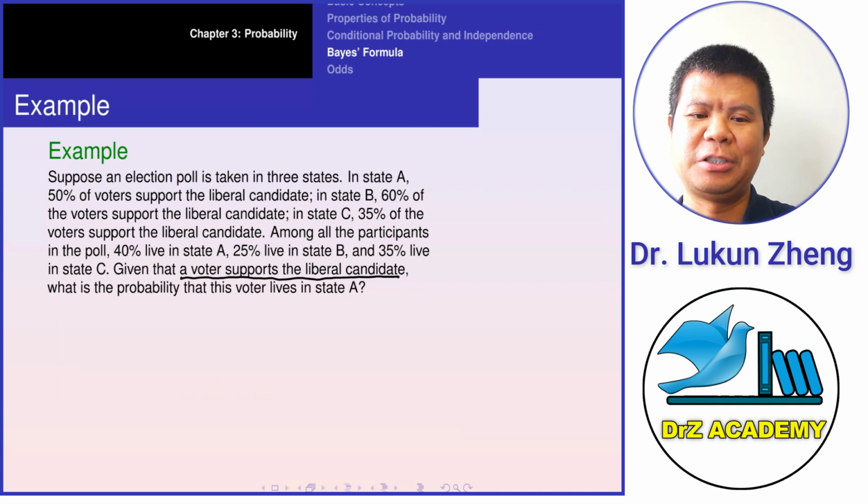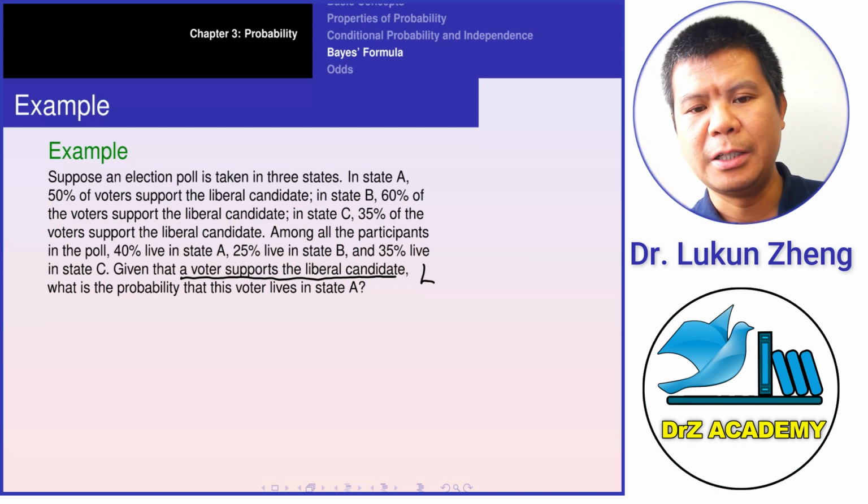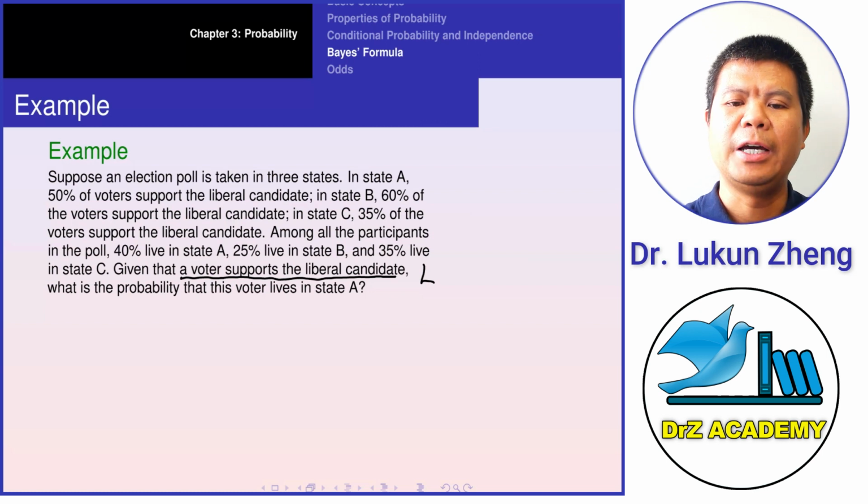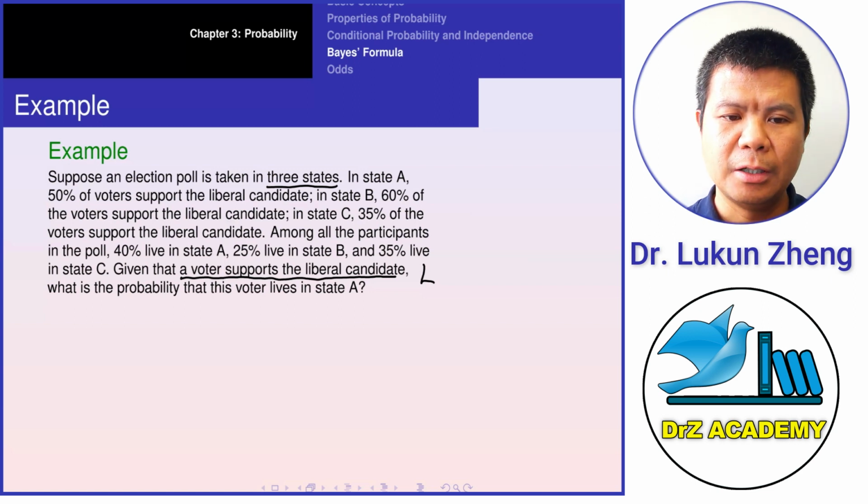Now let's define the events. The event that the voter supports the Liberal candidate, let's call that L. Living in state A is A, living in state B is B, living in state C is C. So there are only 3 states, so A, B, and C form a partition for all these voters, right?